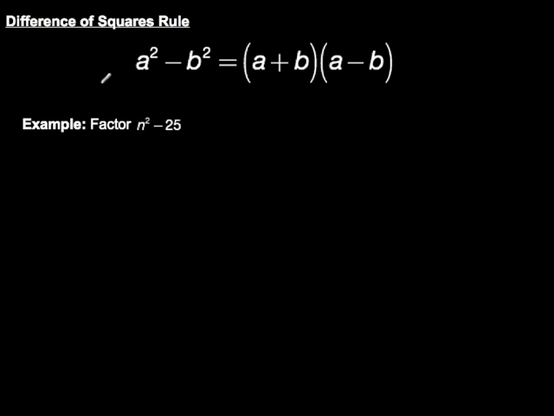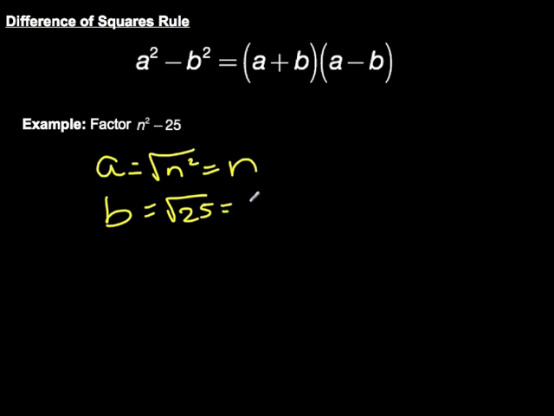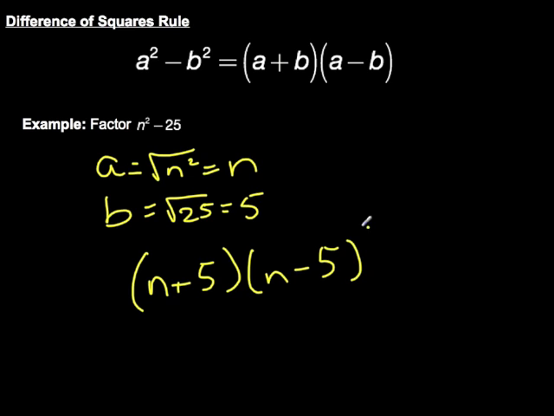Here we're looking at the difference of squares rule, where you've got a squared minus b squared. a squared and b squared are both perfect squares, and we can rewrite it in this factored form right here. So what we're going to do is take this example, n squared minus 25. So a squared is n squared, so a is the square root of n squared, which is n, and b is the square root of 25, 5. So if we write this in factored form, we get n plus 5 and n minus 5. There's my factored form.